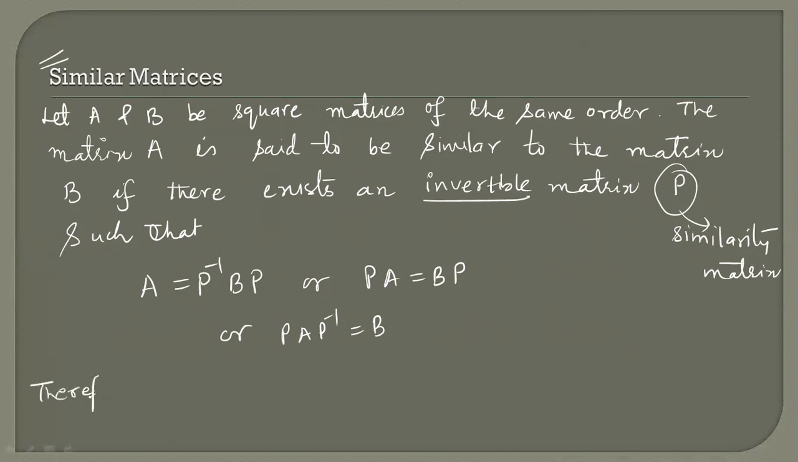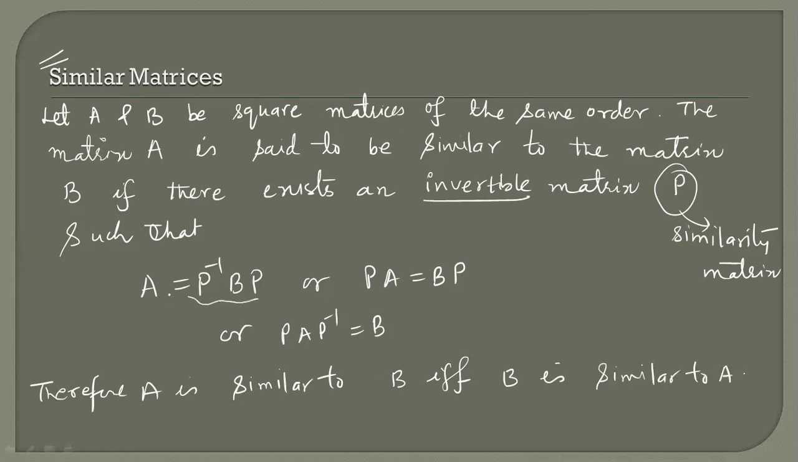Therefore, A is similar to B if and only if B is similar to A. This is the definition for B is similar to A, and this is A is similar to B. It means A is similar to B if and only if B is similar to A. The result is true on both sides; conversely it is also true. If A is similar to B, then B is also similar to A. But the important task is how to find that invertible matrix P.